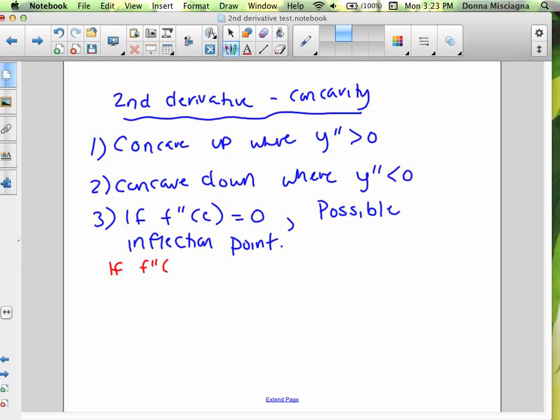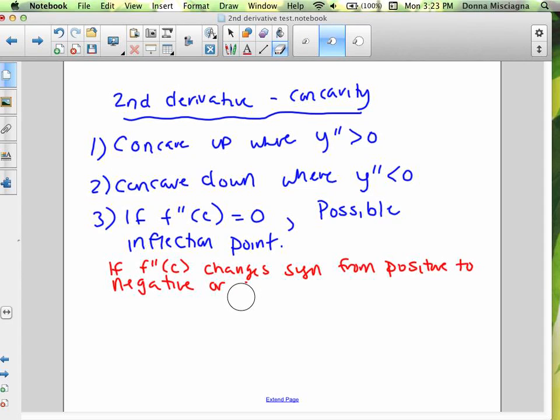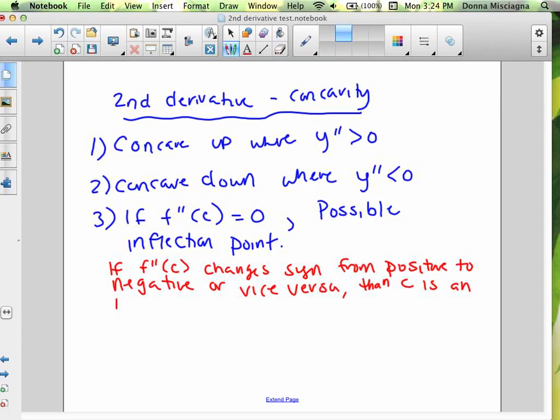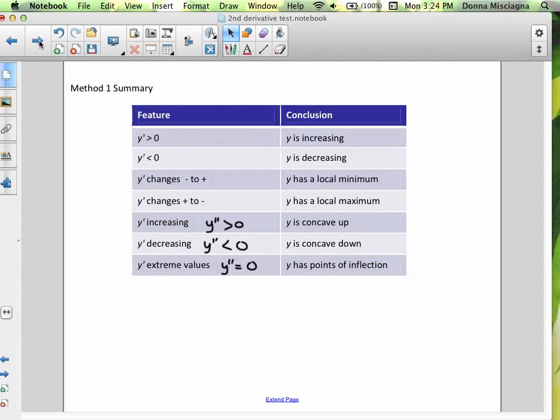If f double prime of c changes sign from positive to negative, or negative to positive, or vice versa, then c is an inflection point. You're looking for a change in sign. If there's a change in sign, there's a change in concavity, then that value is an inflection point. Right? So the critical point for the second derivative is an inflection point if there's a change in concavity. And that occurs where there's a change in sign for the second derivative.